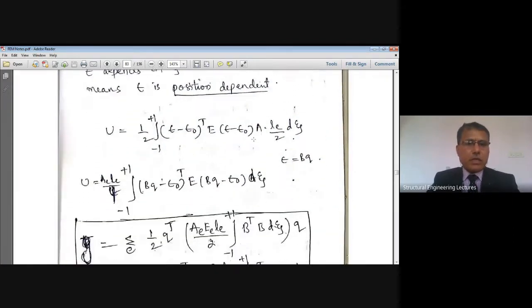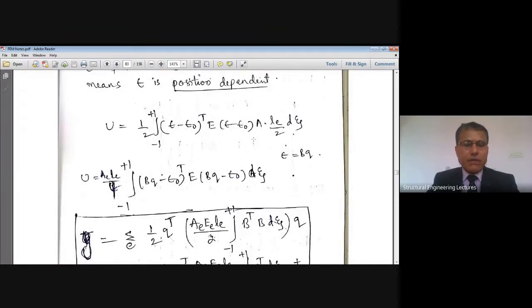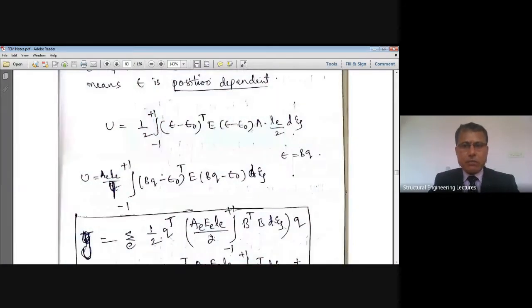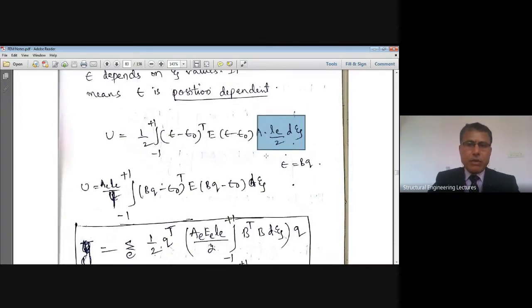Now I will get the strain energy by changing the limits, substituting dx as LE by 2 multiplied by dxi. Xi varies from -1 to +1. Half multiplied by the integral from -1 to +1 of epsilon minus epsilon naught transpose E multiplied by epsilon minus epsilon naught, A multiplied by LE by 2 dxi.